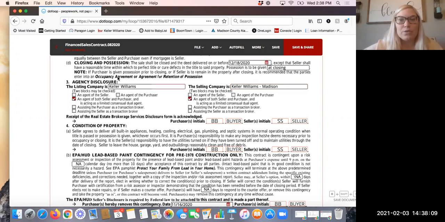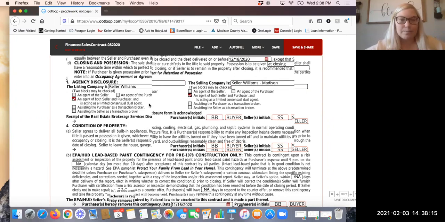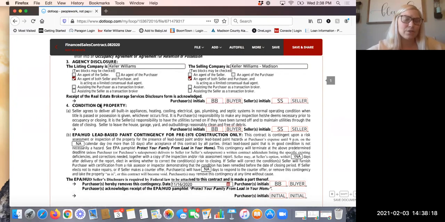Okay. So just know that that's going to be limited consensual dual, even if it's someone that's not in your office. All right, there are 2 paragraphs that are super important in here. Number 1 is paragraph 4A. That's the condition of the property. That says that the seller agrees to deliver all the appliances, heating, cooling, electrical, gas, plumbing, septic systems in normal operating condition. Normal operating condition, okay? That does not mean refrigerator, because the refrigerator is not a built-in appliance, okay? So if it is built in, it is expected to be working and in normal operating condition.